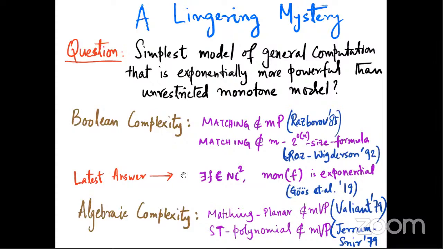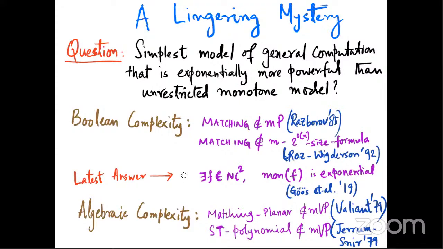So now, what happens in the algebraic world? Well, in the algebraic world, actually, Valiant's result was, in some sense, the best result. We didn't have improvements over that, in the sense that there was really no monotone polynomial one had which could be computed with general circuits much more efficiently, let's say in very fast parallel time. There was no such polynomial known. There was another result due to Jerem and Sneer, which was about spanning tree polynomials, but its complexity is similar to that of the matching polynomial.